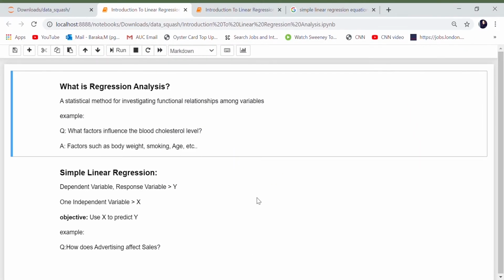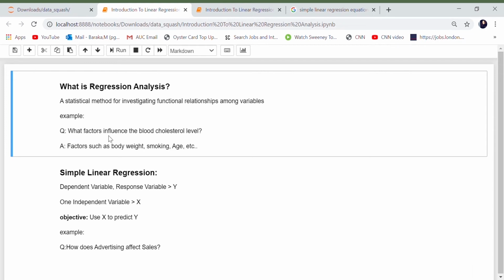So what is regression analysis? As you can see here, it says that regression analysis is just a statistical method for investigating functional relationships among variables. Well, that sounds so complicated, but it's really not. Alright, so let's talk about an example to make it easier for you.